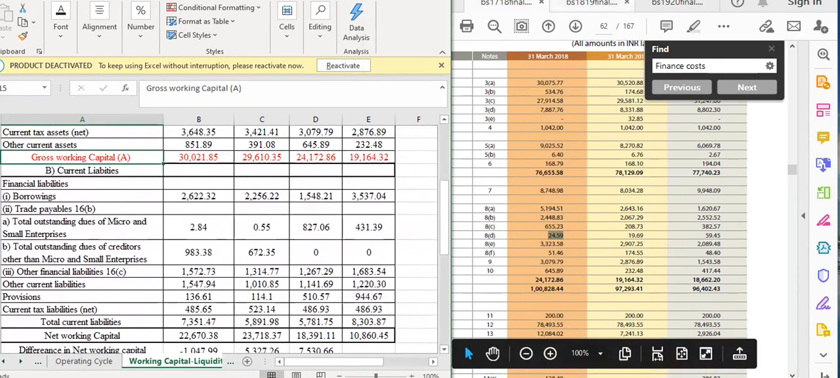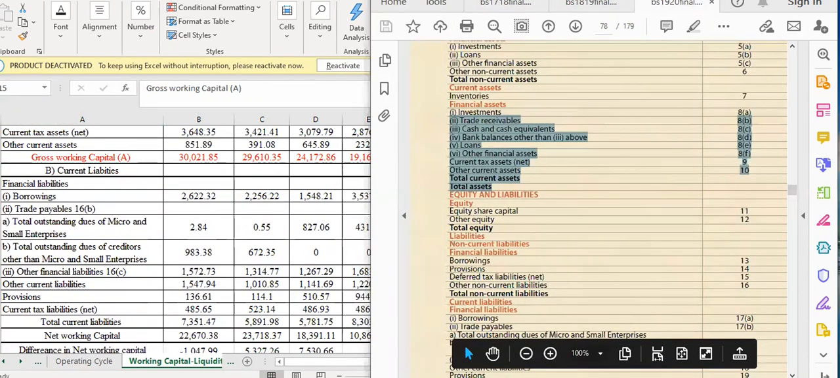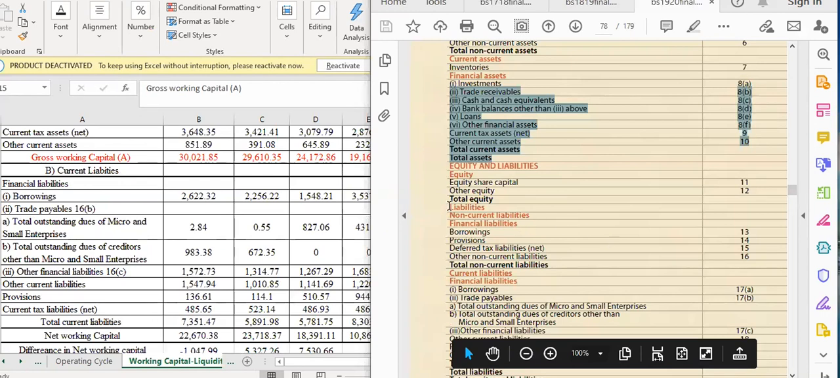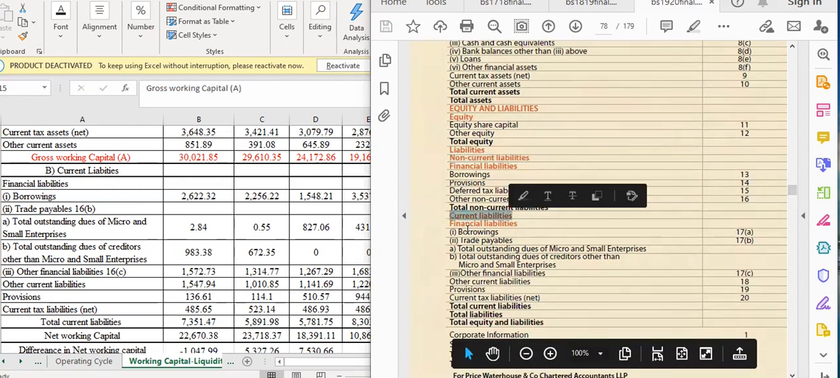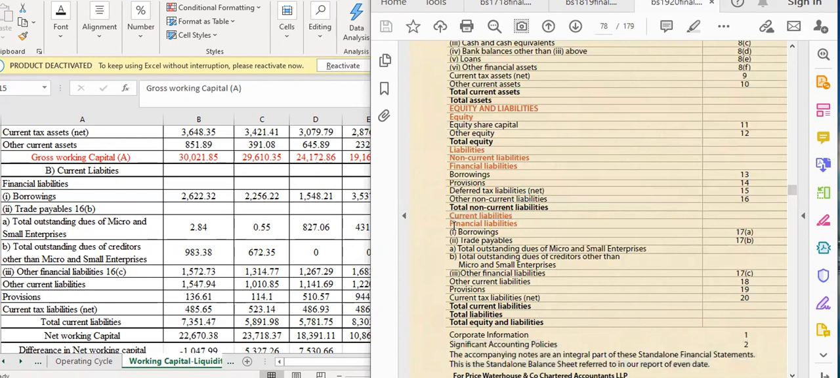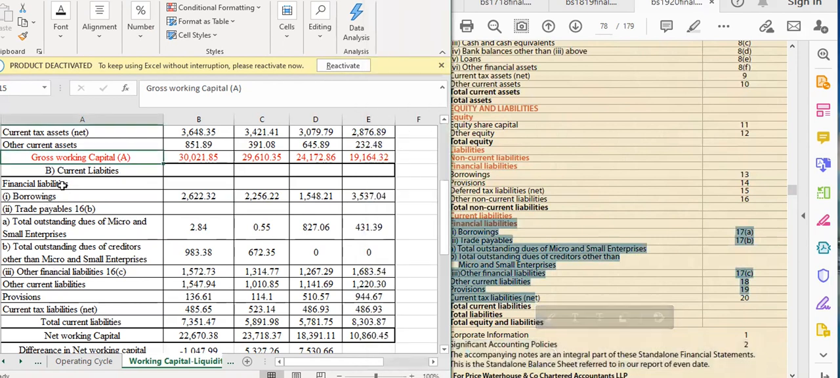Current liabilities. Here again, in the same way, from the standalone balance sheet, in the liability part there are two portions: non-current liabilities, and second, current liabilities. I am going to use the data from the current liability portion. As I told you earlier, first of all copy the titles as they are given in your balance sheet. Here you can see I have copied the titles.